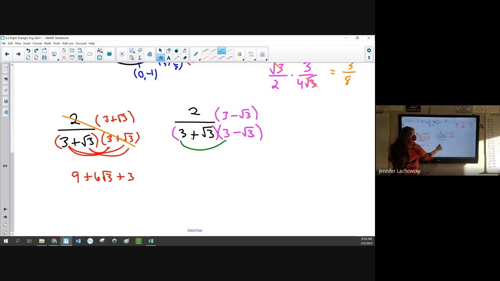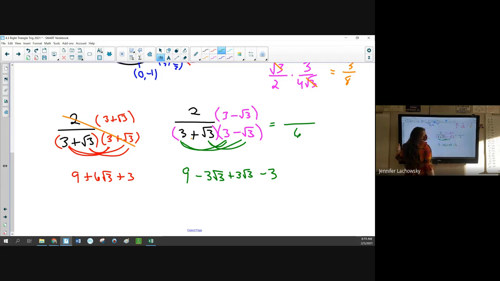What's 3 times 3? What's 3 times negative root 3? Negative 3 root 3. But what's square root of 3 times 3? Positive 3 root 3. The root 3's cancel out. What's root 3 times negative root 3? Negative 3. Which means my denominator is now just 6. Okay? So should you ever need to rationalize, you got to remember to make use of the conjugate. Now, that being said, I could simplify the 2 and the 6 and say 3, 1, and 3, right? Okay, anyway. All right, here we go.